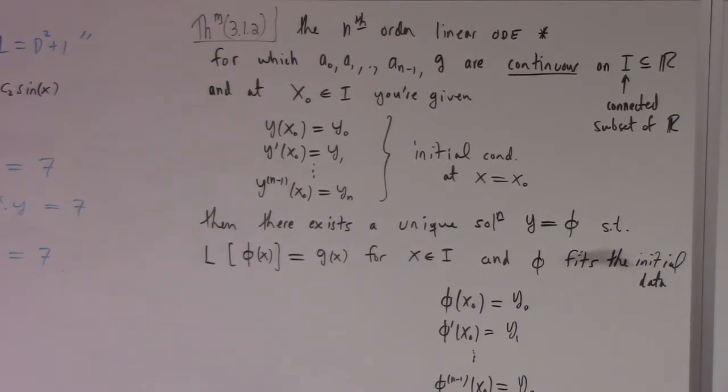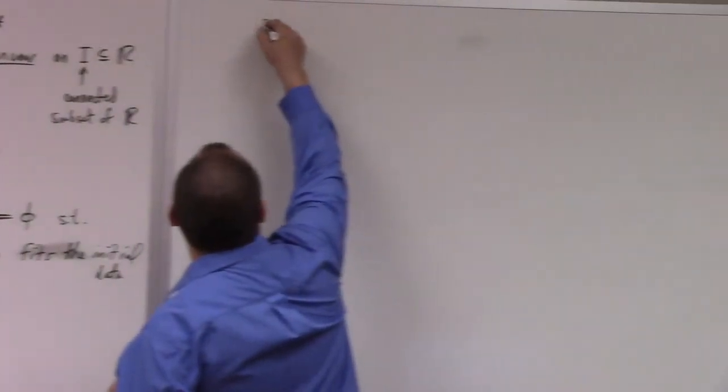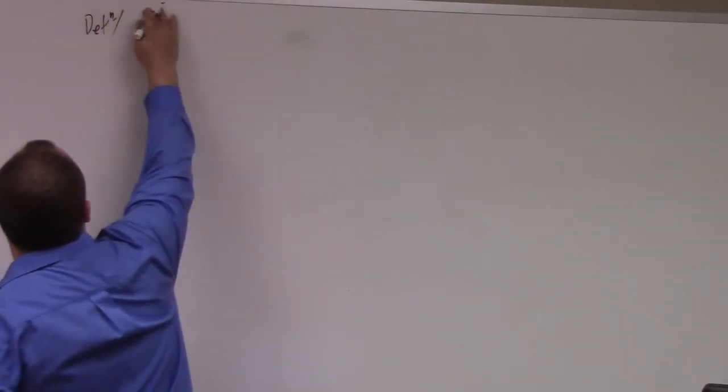I have a few examples in the notes I'm going to skip over. Our time is limited. Now, to understand this solution, we have to talk about something called linear independence. So, definition.